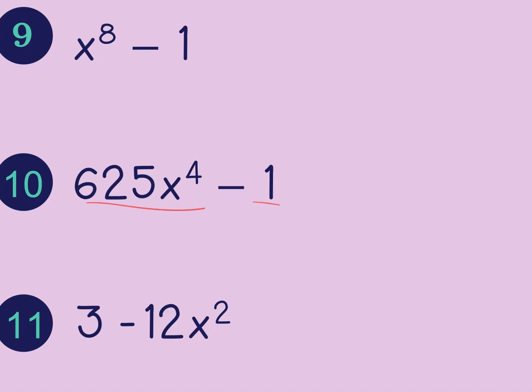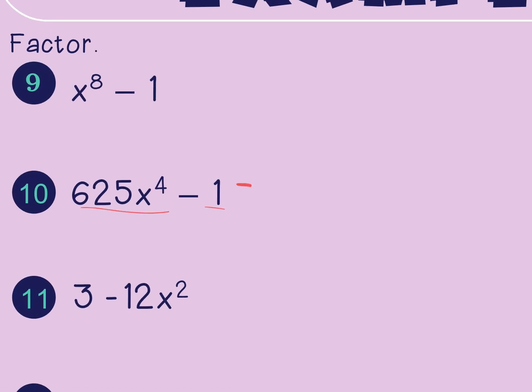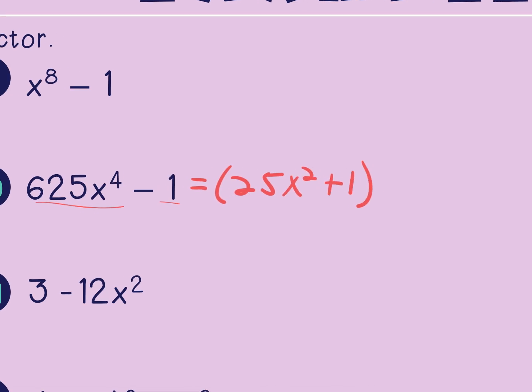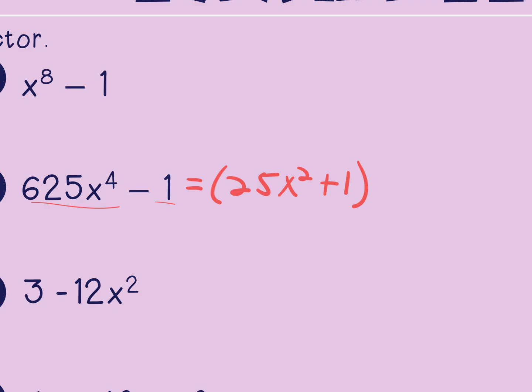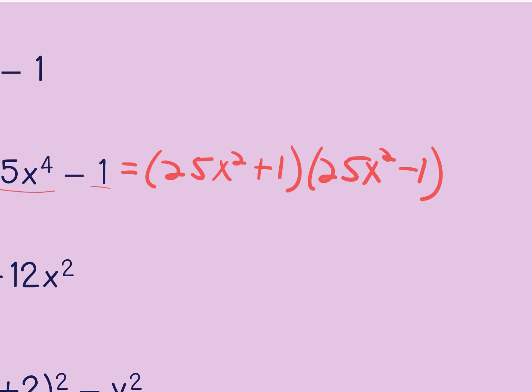So we can break this down. This is a difference of perfect squares. All right, so this is going to be the same as 25x squared plus 1. Remember, 1 is a perfect square. A lot of people forget that. And then 25x squared minus 1. That's a great question. Do you guys notice that? These are still perfect squares.